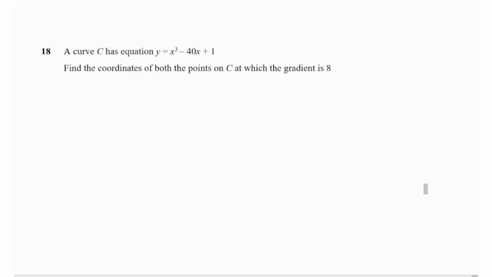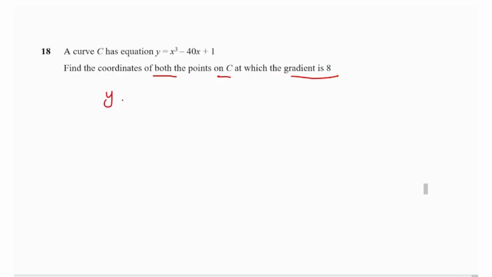Okay, so we're gonna start with question number 18. It says a curve has equation y equals x cubed minus 40x plus 1. Find the coordinates of both points on the curve at which the gradient is 8. So how are we gonna find out the gradient of the curve?